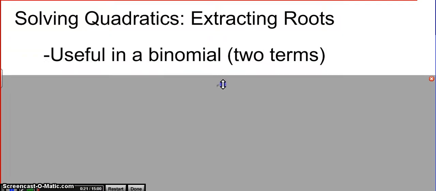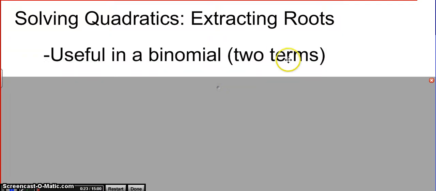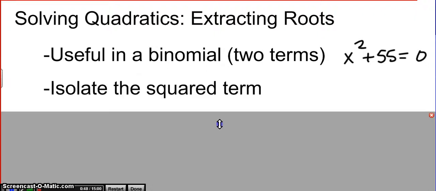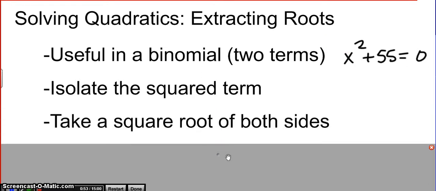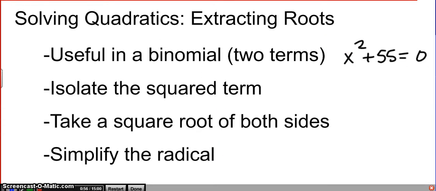And extracting roots is a very helpful method if you have a binomial, so if there are two terms, and specifically if it is a term squared and then a constant term, like x squared minus 55 is equal to 0. So when you have two terms, you can look for a GCF, but x squared and 55 don't have anything in common. And instead of trying to apply some of our special factoring, which we'll work on later, you can isolate your squared term, so get the x squared by itself, then take a square root of both sides, and simplify your radical using your properties of square roots.